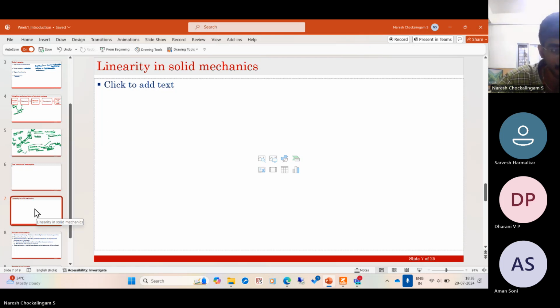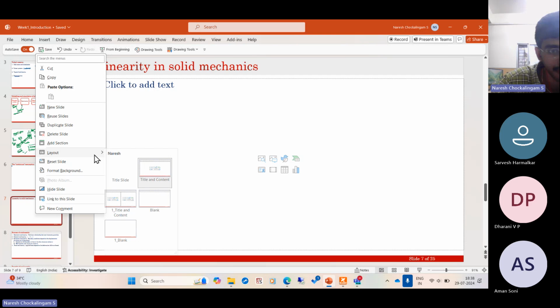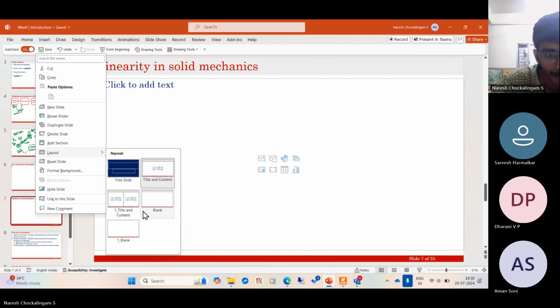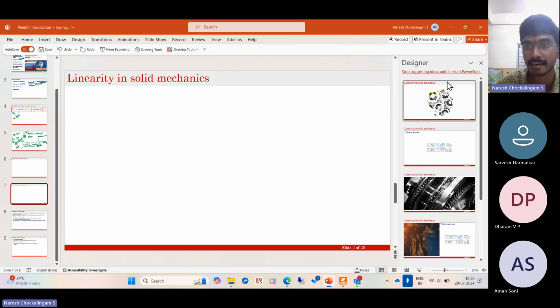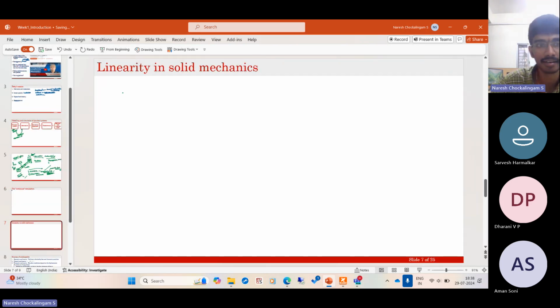So what is linearity? I said the material is linear elastic. So I made a statement: material response is linear elastic.